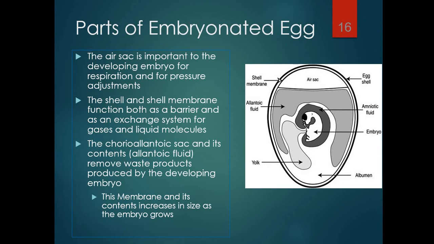Different parts of the embryonated egg we will see in this depiction. The air sac is important to the developing embryo for respiration and for pressure adjustment. This is the air sac. You can see that it is present on the upper part of the egg, or the top of the egg.